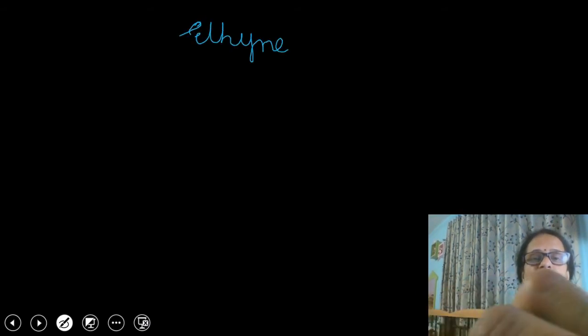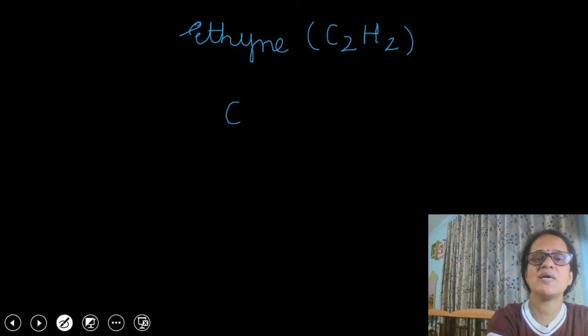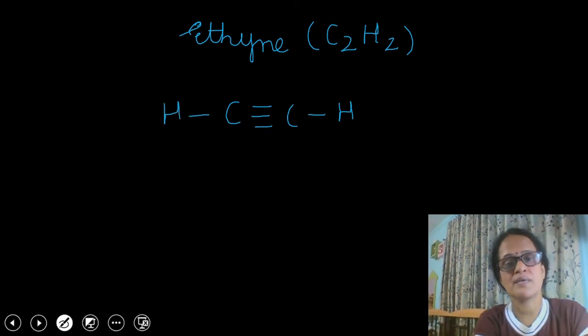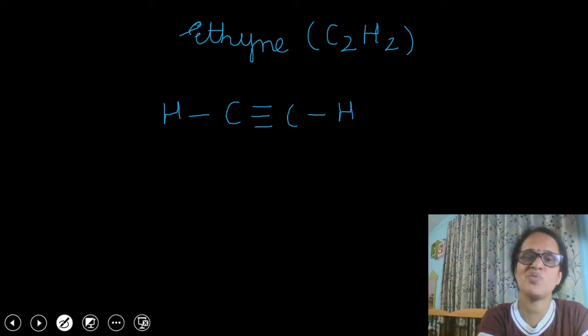Now, next is ethyne. The molecular formula of ethyne is C2H2. We already know that between carbon and carbon a triple bond is there, and each triple bonded carbon atom is attached to 1 hydrogen atom. So this is the representation of the ethyne molecule by means of condensed structural formula.